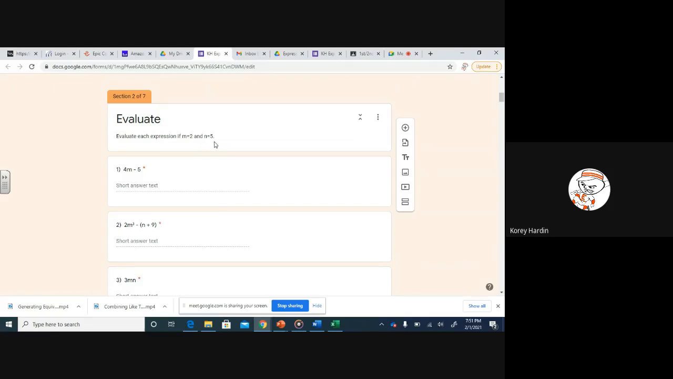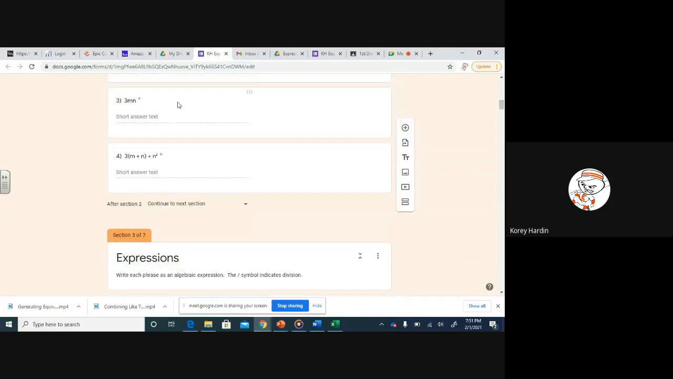All right. So the first section, we are going to evaluate each expression if m equals 2 and n equals 5. Okay. So problem number 1, we have 4m minus 5. Problem 2, 2m to the third power minus parentheses n plus 9, close parentheses. Problem 3, we have 3mn. So all three of those are touching, 3mn.